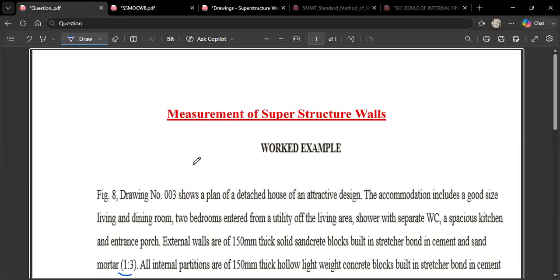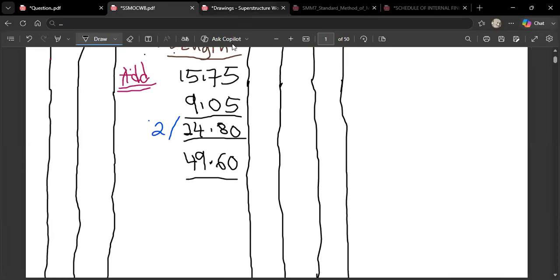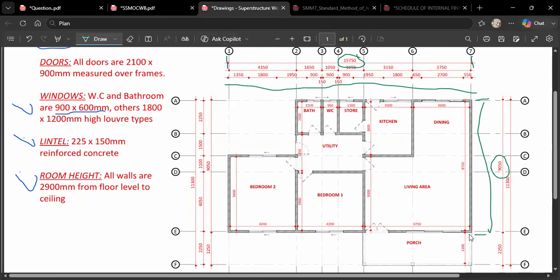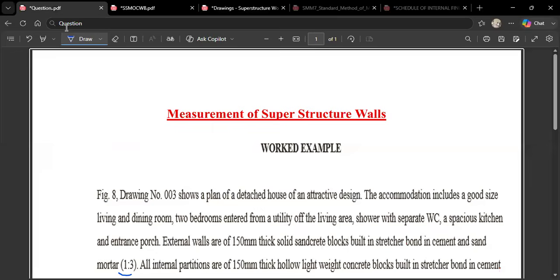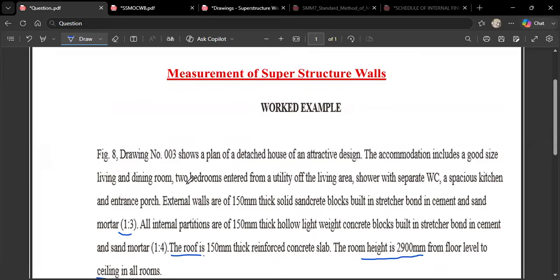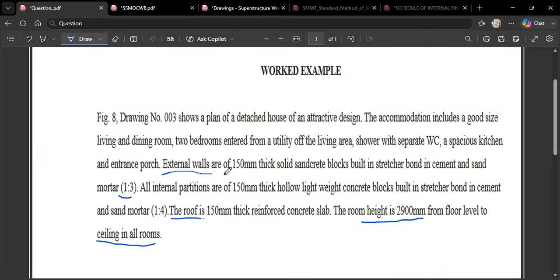You realize that pillars are going to be there, so we are going to less the corners. Since the corners are 4, 1, 2, 3, 4, we are going to less them. And the thickness of the block, from the question, is 150. The external walls are 150 mm solid sandcrete block.